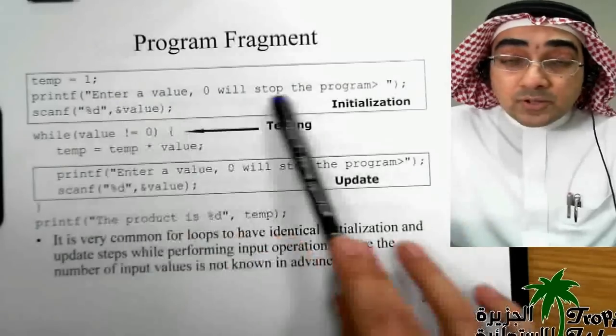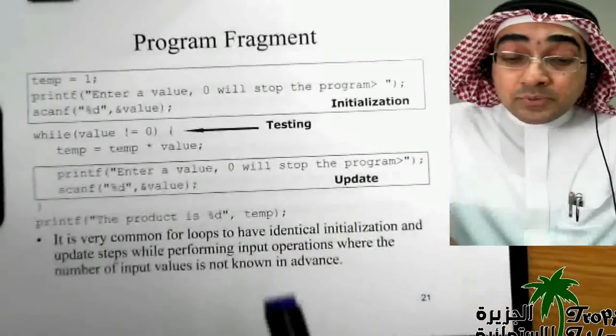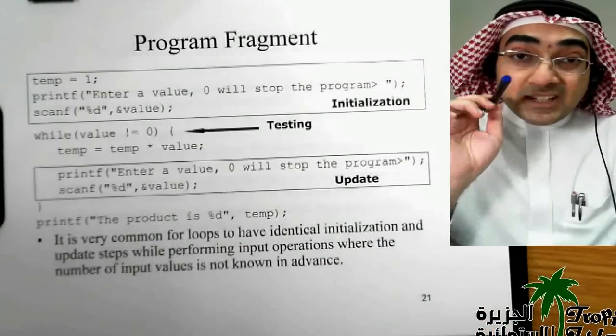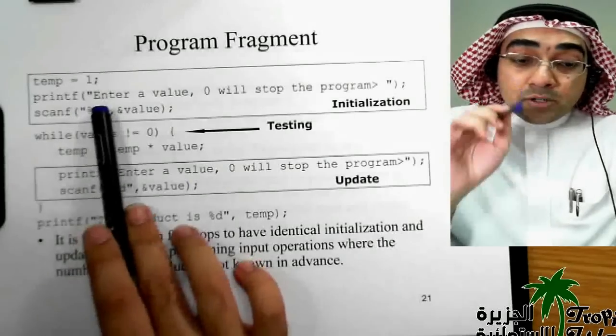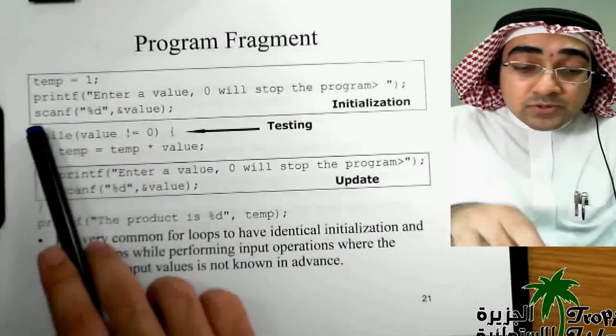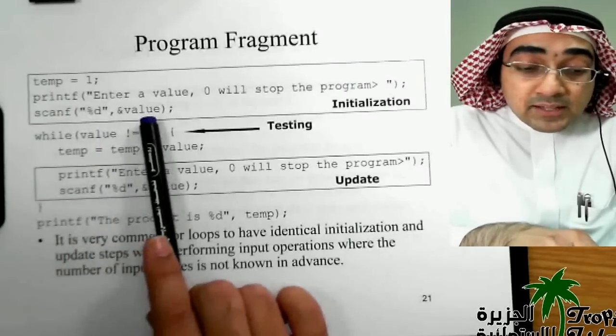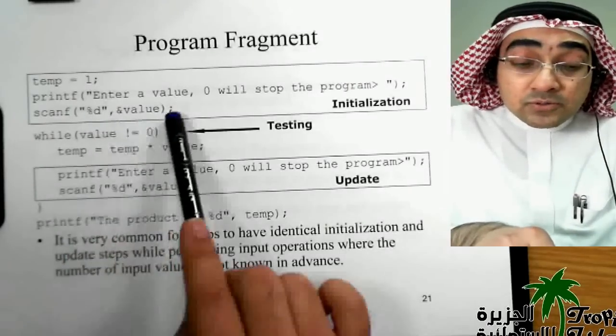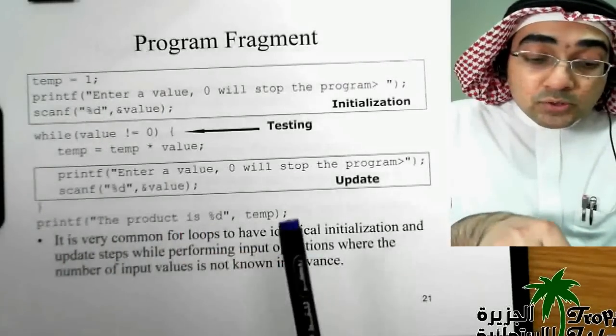"0 will stop the program." This is what you tell the user. This is how you prompt him. You tell him 0 is your Sentinel value that is going to stop your program. Okay, so the user is going to start entering a value, and then you scanf with %d and the address of value. So you read the value that the user entered and store it into the value variable.